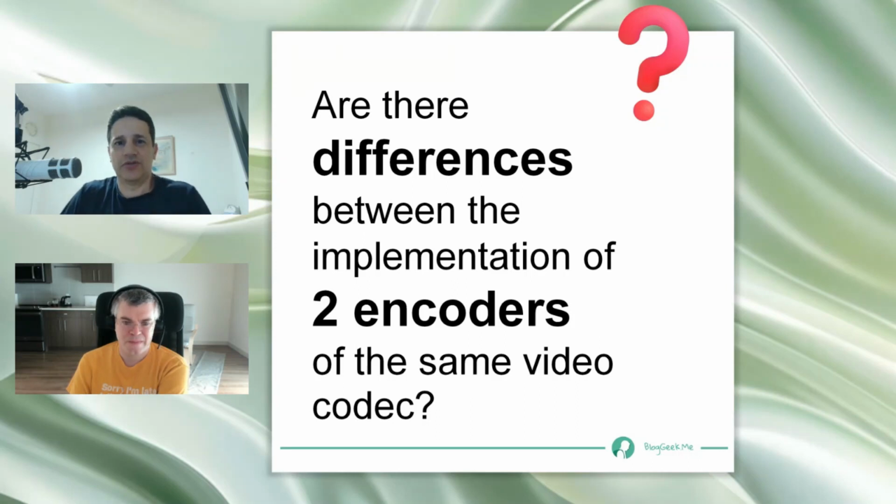Here's a question for you, Philip. Are there differences between the implementation of two encoders of the same video codec? Let's say I want to take H.264. Can I assume immediately that two devices running an H.264 encoder would give me the same results?